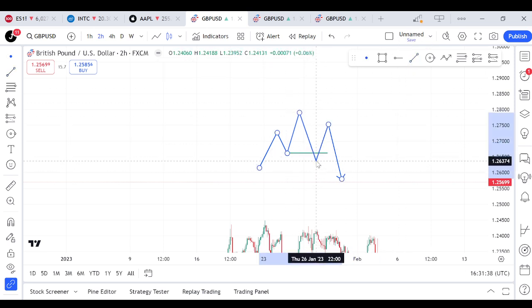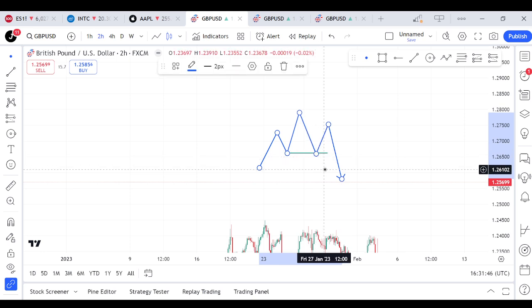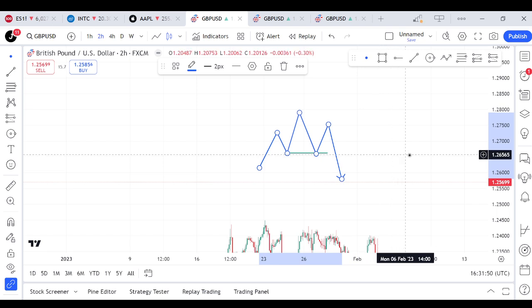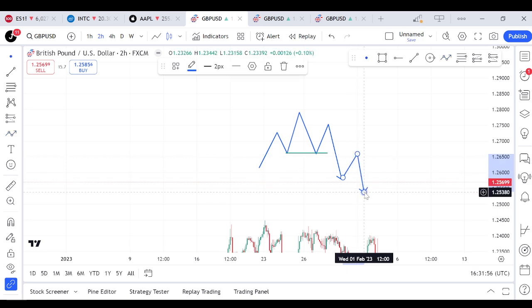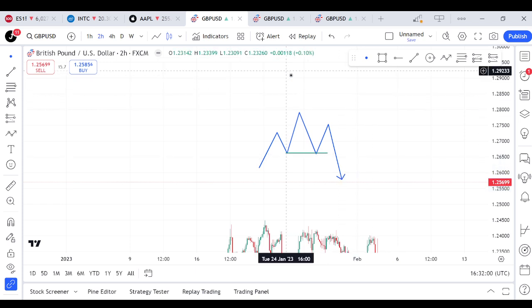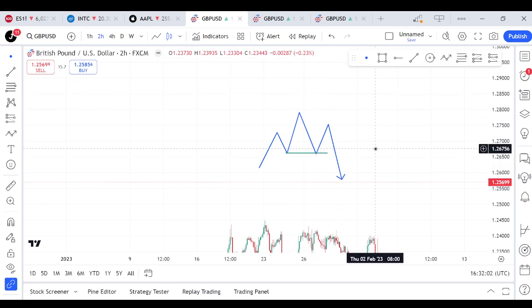Sometimes it could be lower a little bit or higher, but it shouldn't be far from it. So the neckline connects the lows between the shoulders. A break below this neckline confirms that a bearish reversal is likely. Sometimes we may have a pullback to retest the neckline before the further drops. So this is one way to look for the head and shoulders pattern.